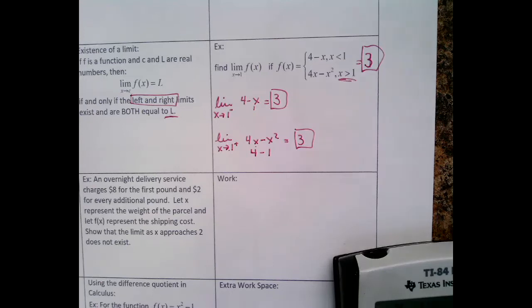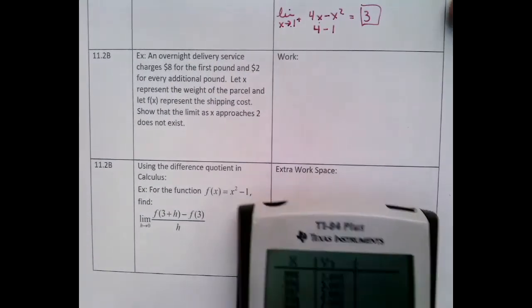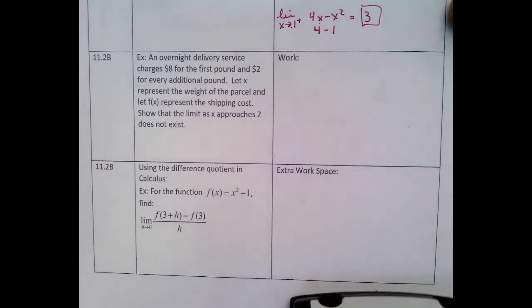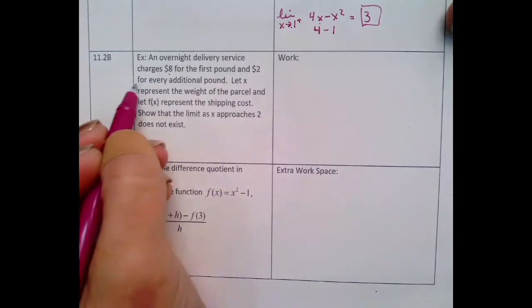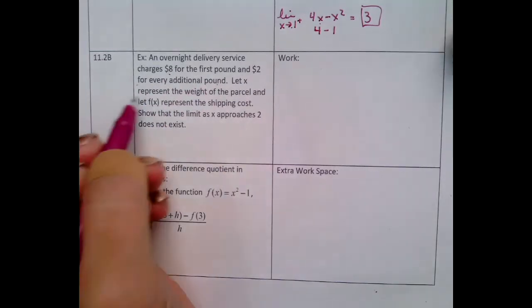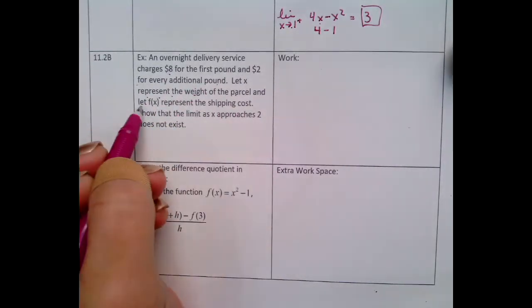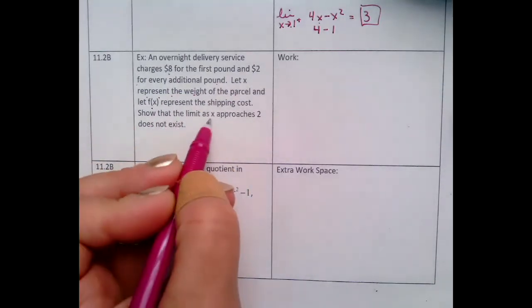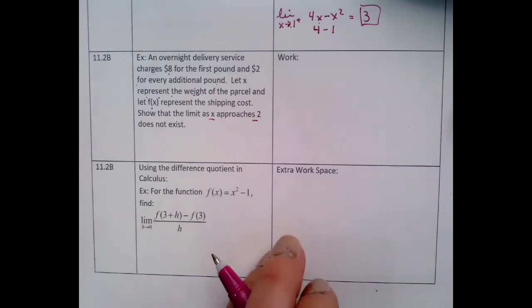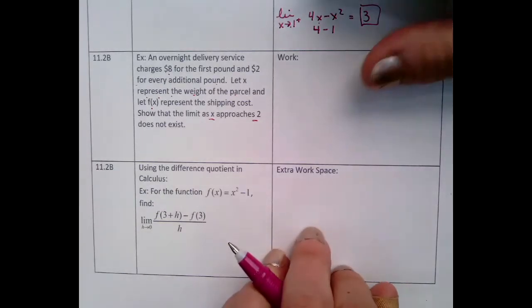All right, let's take a look at what looks like a word problem here. It says an overnight delivery service charges $8 for the first pound and $2 for every additional pound. Let x represent the weight of the parcel and let f(x) represent the shipping costs. Show that the limit as x approaches 2 does not exist.